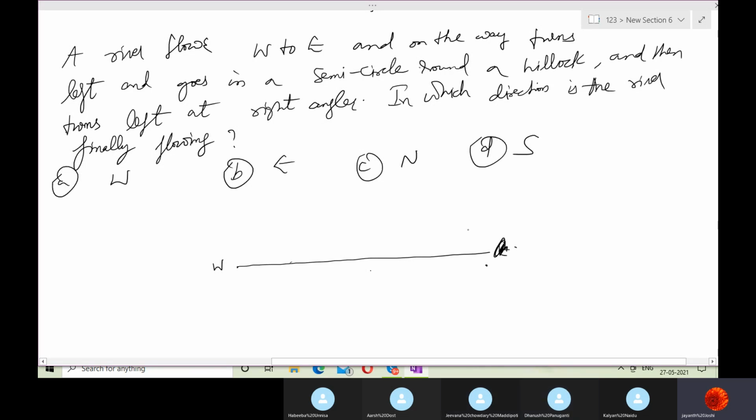So this is the right and this is the left, and goes in a semicircle round a hillock. There's a hill and it took a semicircle, and then turns left at right angles. This is the right direction, this is the left direction. So in which direction is the river finally flowing? Which direction? Please tell me. East.